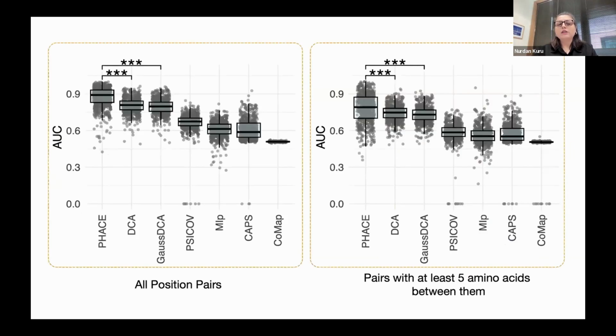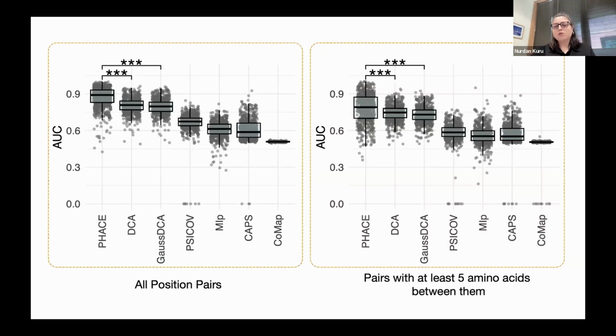I will just mention that we compare phase with existing popular MSA-based approaches like DCA, Gauss DCA, psycho, and mutual information, and phylogenetic tree-based approaches like CAPS and COMAP, in terms of different measures, not only AUC, but MCC, AUPR, or F1 score. We show that phase statistically outperforms other tools in coevolution prediction.